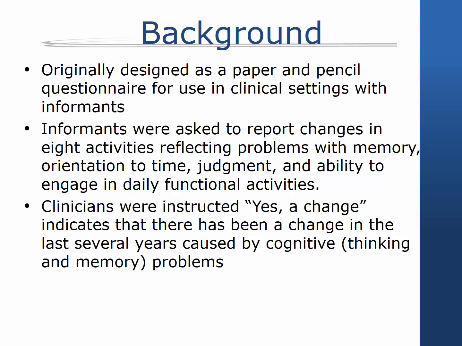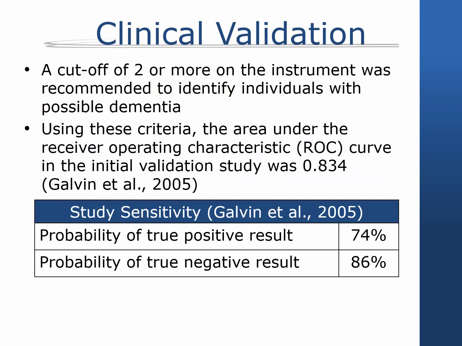Each row of the form had a different problem listed, and columns were labeled yes, a change, no, no change, as well as not applicable and don't know. Clinicians were instructed that yes, a change, indicates that there has been a change in the last several years caused by cognitive, that is, a thinking or memory, problem. A cutoff of 2 or more endorsed items on the instrument was recommended to identify individuals with possible dementia in need of further evaluation.